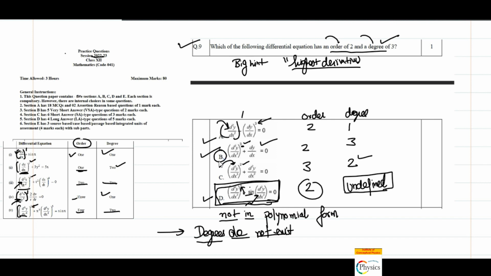B is a polynomial format, straightforward. But if you notice D, the derivative is appearing inside sine. It is not in polynomial form. Be clear in your approach towards finding order and degree. D is the most important thing you must understand, that sometimes the degree does not exist.